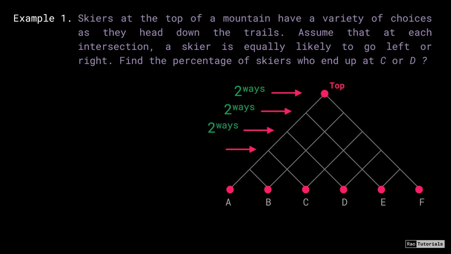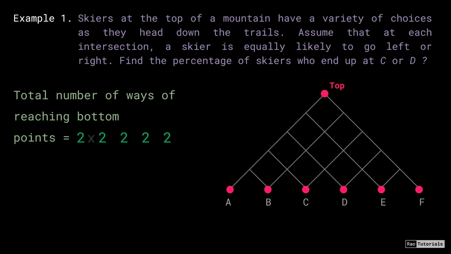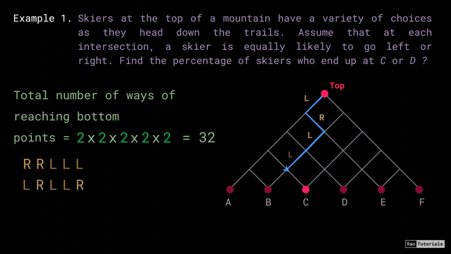Similarly, at any level, the skier has to continue choosing between left or right to go further down. So the total number of ways in which a skier can get down is 32. Now let us look at those ways in which a skier can get down and end up at bottom point C. Observe that to reach C, the skier has to take 2 rights and 3 lefts. The order of rights and lefts does not matter. As long as there are 2 rights and 3 lefts, he will always end up at C.